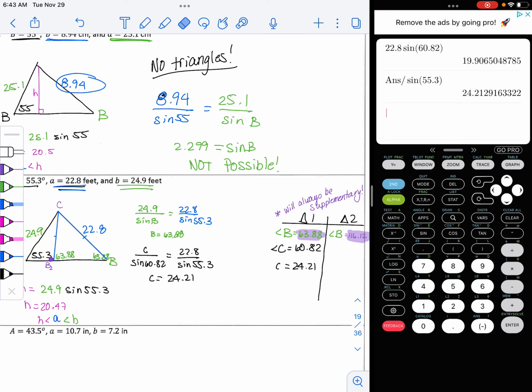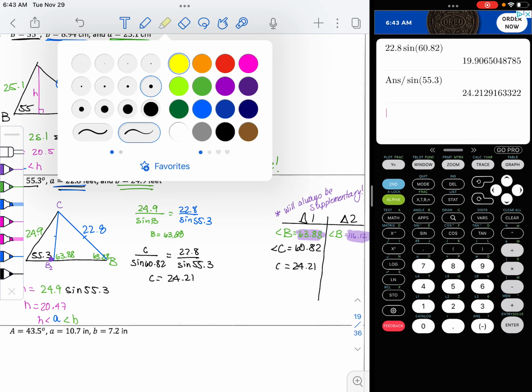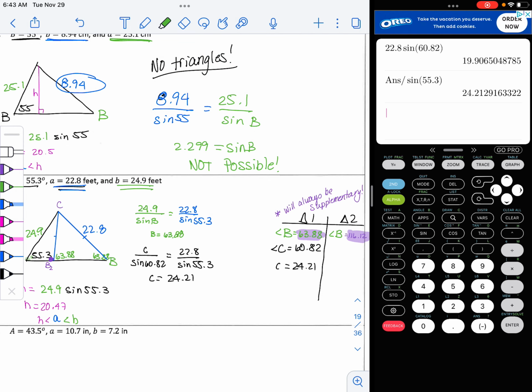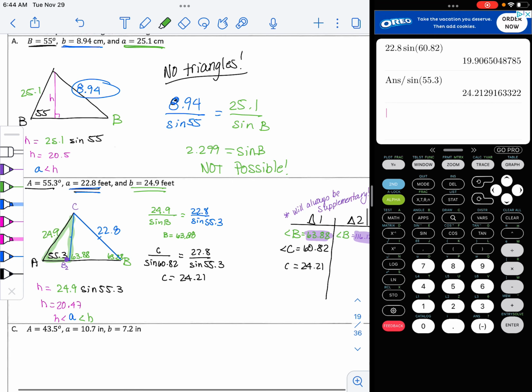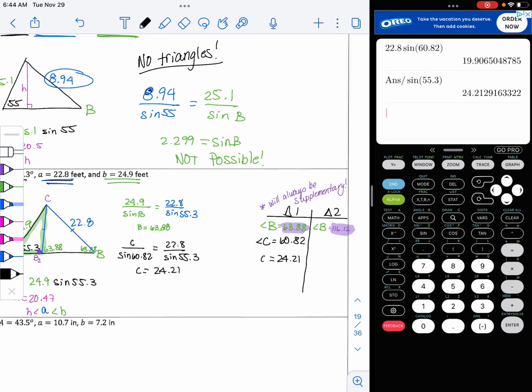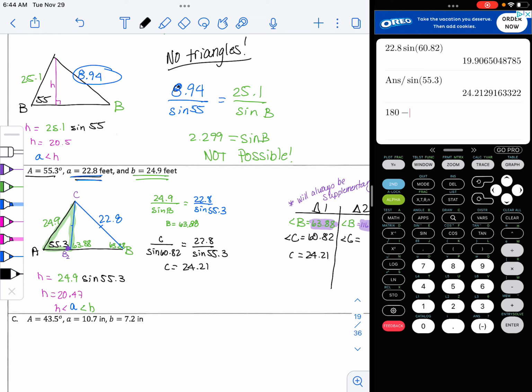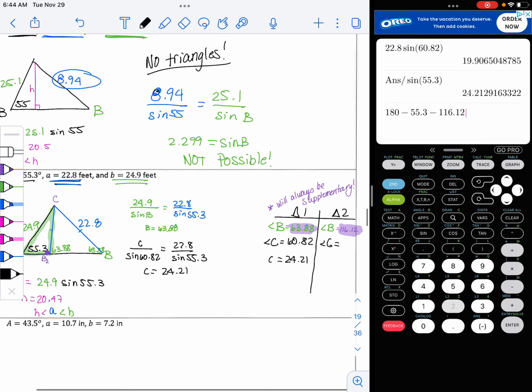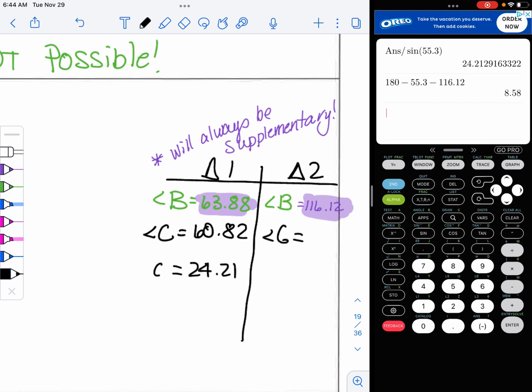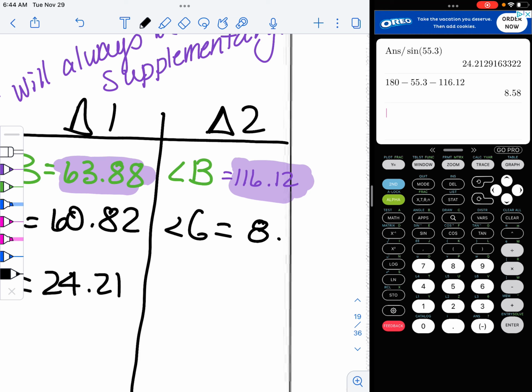Now I'm going to go back and look at the situation where we've created this smaller obtuse triangle in there using B of triangle 2. So that means my information is going to be slightly different. My angle C of triangle 2 is going to be different. I'm still going to use the idea that all angles add up to 180. So I'm going to take 180, subtract 55.3, and now subtract B of triangle 2, which was 116.12. That leaves me with a teeny tiny angle up there of 8.58.